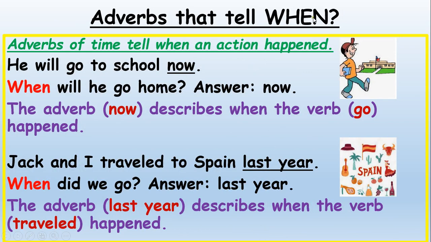Adverbs that tell when. Adverbs of time tell when an action happened. For example, he will go to school now. When will he go? Now. So the adverb now describes when the verb go happened.